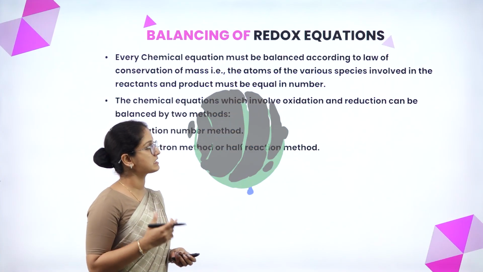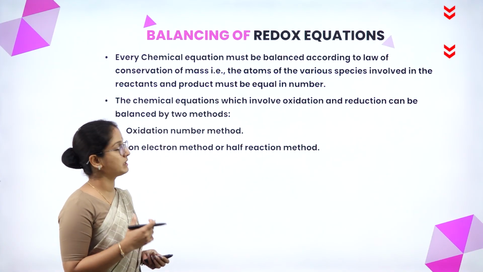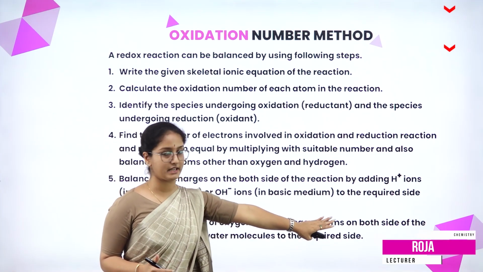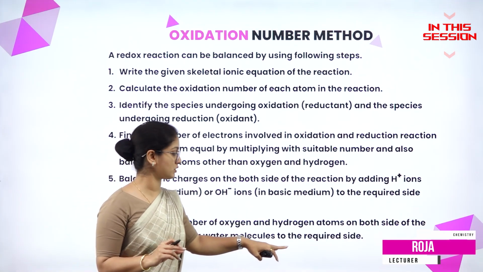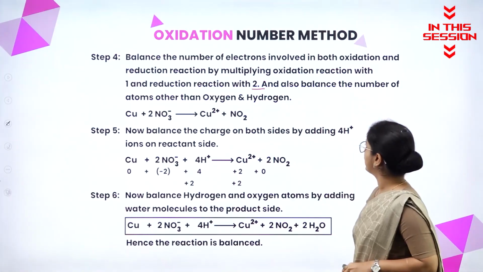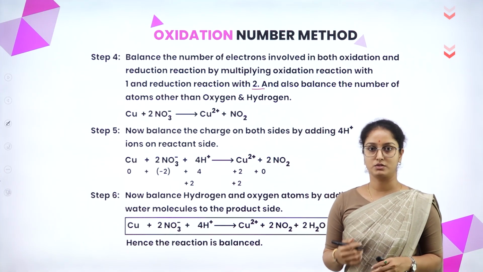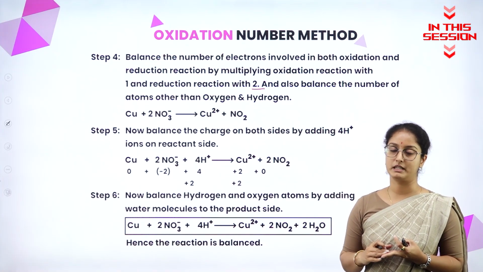The atoms of the various species involved in the reactants and product must be equal in number. Balance the number of oxygen and hydrogen atoms on both the sides of the reaction by adding water molecules to the required side. And also balance the number of atoms other than the oxygen and hydrogen. That's what I said. Oxidation has to be multiplied by 1 and reduction should be multiplied by 2.